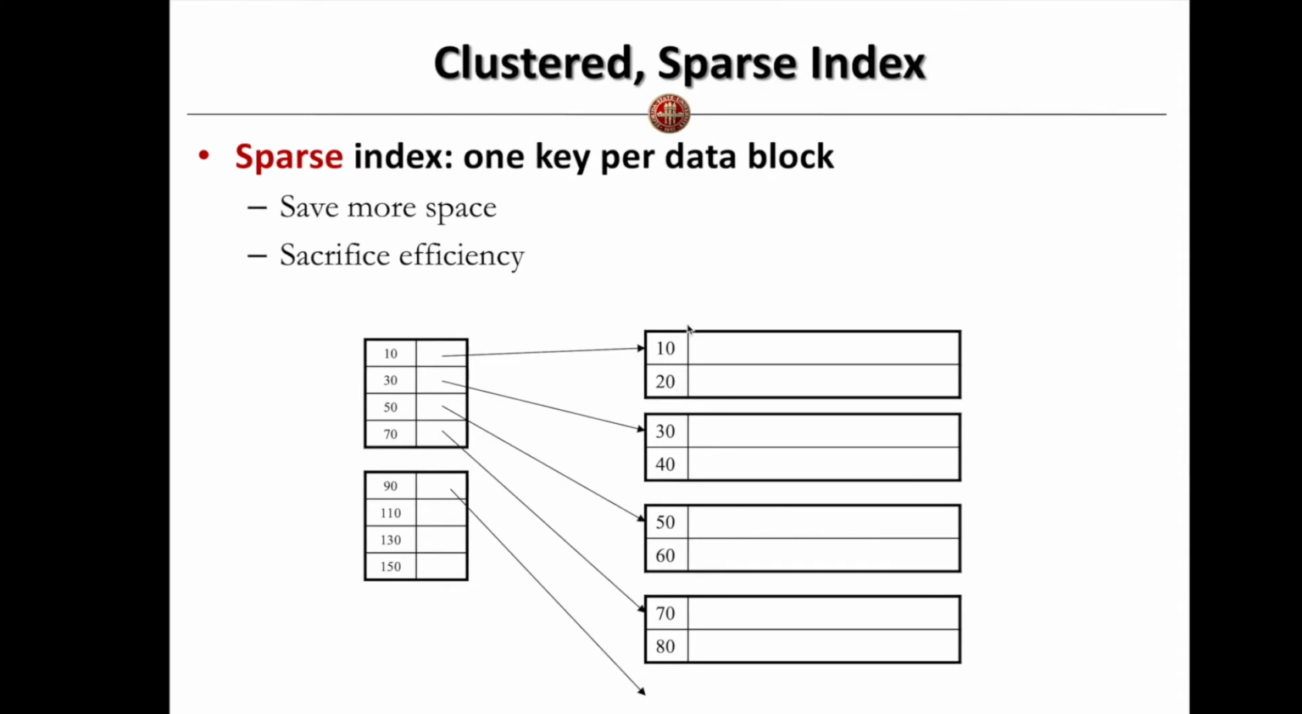Given the data tuples, we have 10, 20, 30 to 80. However, we have an index entry for 10, 30, 50, 70. We don't have index entries for 20, 40, 60, 80. However, these records as well as the index table are still sorted. In other words, it is a clustered and sparse index.